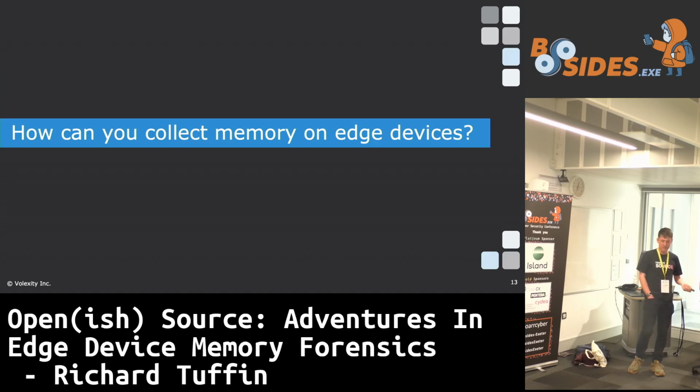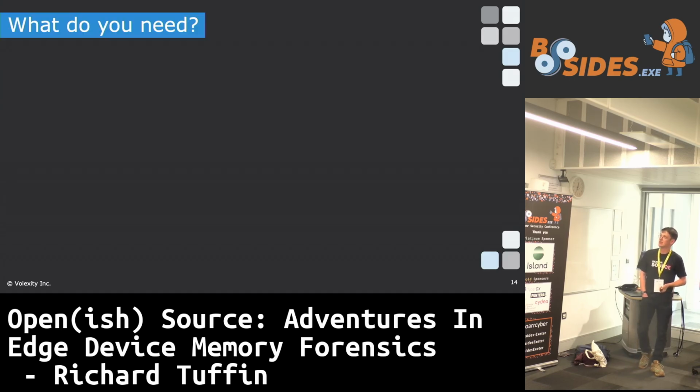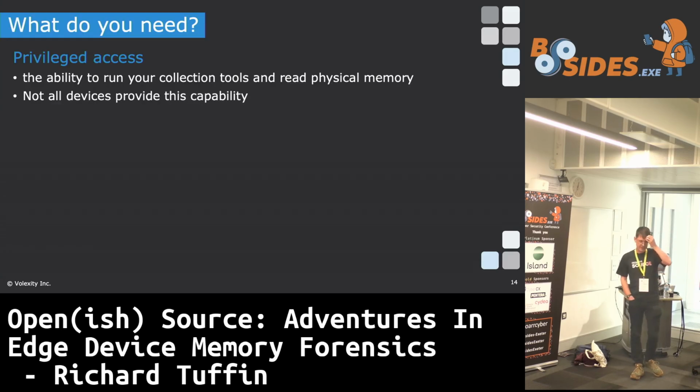Okay, so how do I go about collecting memory on an edge device? What do you need? You've basically got three options. The first one is if you can get privileged access to the device, so the ability to download your own binary, run it, and thereby collect physical memory. Not all devices allow that. Some of these edge devices will give you essentially a root prompt if you type the right commands in the right sequence and ask it nicely and say yes, you promise not to break anything. But not all do. Some vendors lock that down and don't give access.